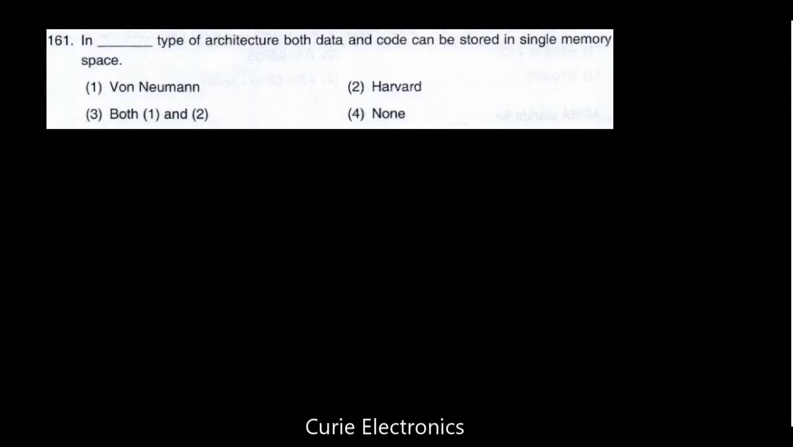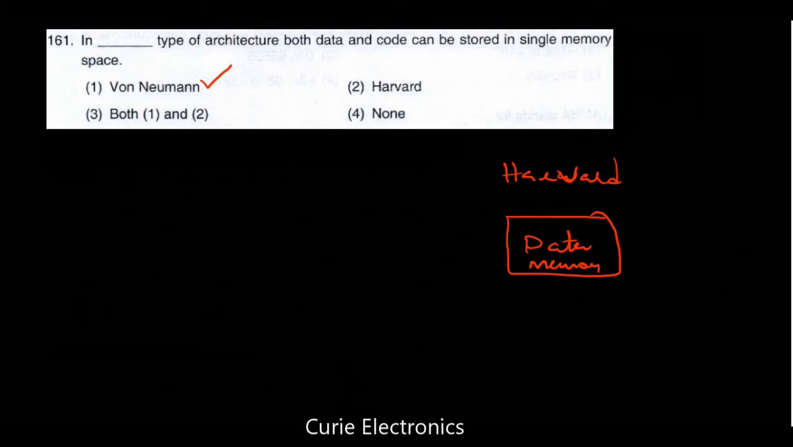Question number 161. In dash type of architecture, both data and code can be stored in a single memory space. See, that is the von Neumann architecture. In Harvard architecture, separate memory is there for data and for code. So separate memory is there for data and code memory. That is the Harvard architecture. In von Neumann architecture, it is together.